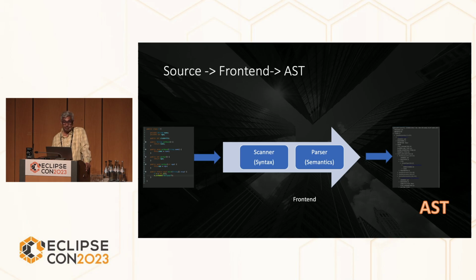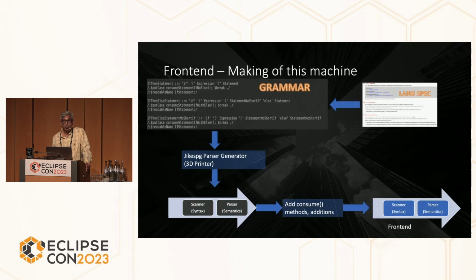But do we make it? Do we have to write it every time? No, we don't. We do have a 3D printer with us. So what do we have? We have a language specification that changes with every version. We write the grammar. That's our part of it.